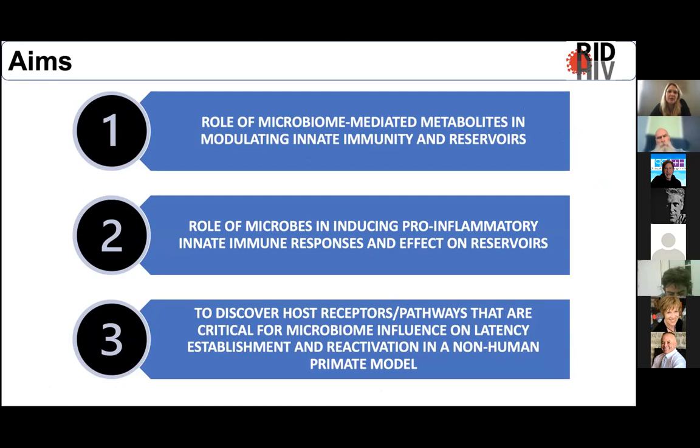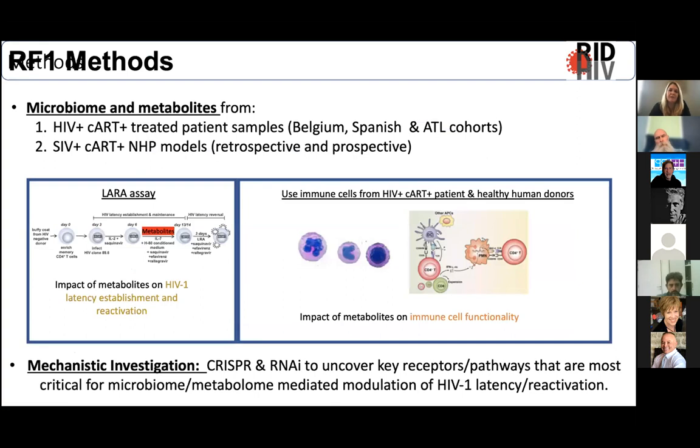The aims of this project have altered a little bit based on funding, but overall they are being done one way or another, whether through RID HIV or peripherally. We're all one big team with the same goal, so I'm just going to keep them as we envisioned them originally. The first aim is the role of microbiome-mediated metabolites in modulating innate immunity and reservoirs. So really diving into what the function of these bugs is and how it modulates the immune system and potentially impacts reservoirs. Aim 2 will look at the microbe directly inducing pro-inflammatory innate immune responses and how that might affect reservoirs downstream. And in aim 3, we use aims 1 and 2 to identify host receptors and pathways that the microbiome might influence that are critical for latency, reactivation and establishment. I'll go through each of these in a moment.